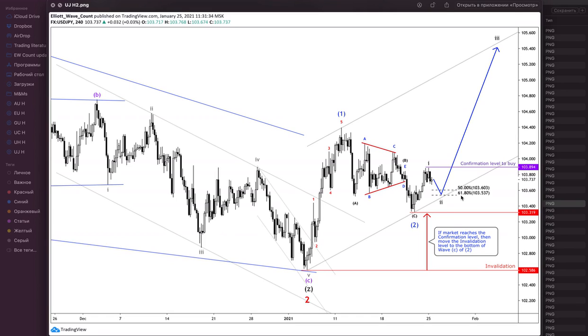I used the top of first wave as confirmation level to buy, and there is important thing: if market reaches the confirmation level, then move the invalidation level, it's our stop loss, to the bottom of wave C of 2, so here. In this case, you reduce your risk from this level to that level. After that, everything is much more simple.